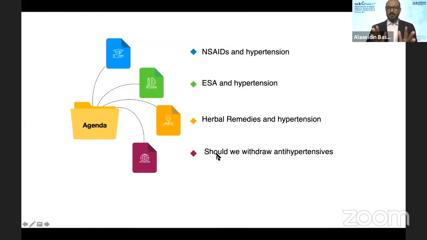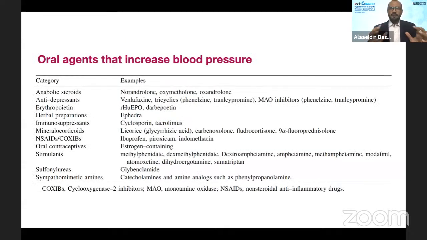This is the agenda of my presentation. I'm going to focus on the role of non-steroidal anti-inflammatory drugs in hypertension. I'm going to focus again on the role of erythropoietin stimulating agents and their role in hypertension. I will discuss a couple of herbal remedies that are used frequently. And I've added the last question based on many questions that came over the last four modules. Many people were asking, when can we stop the antihypertensive medications? I went through literature, and I'm going to share with you the answer in the last section of this presentation. If we look at the medications that we use frequently that can cause hypertension, they're quite variable.